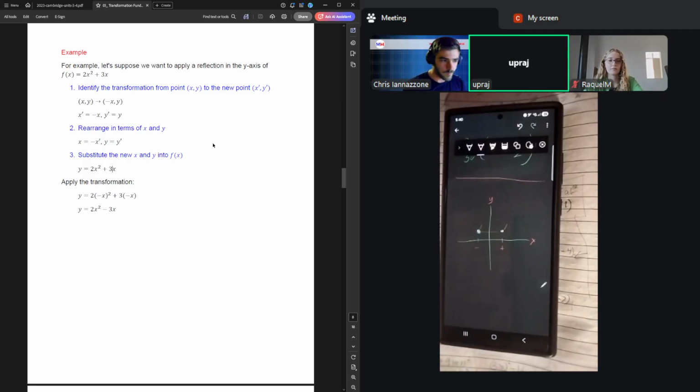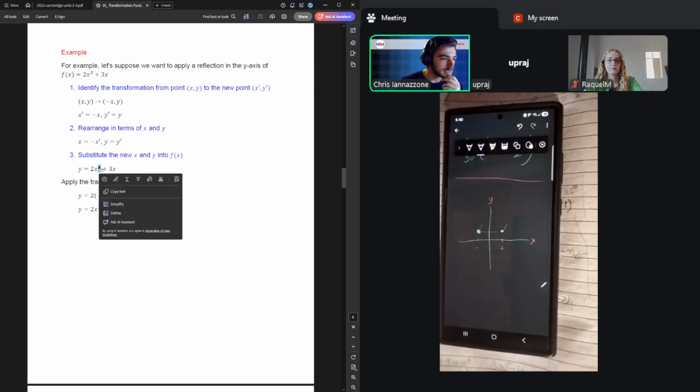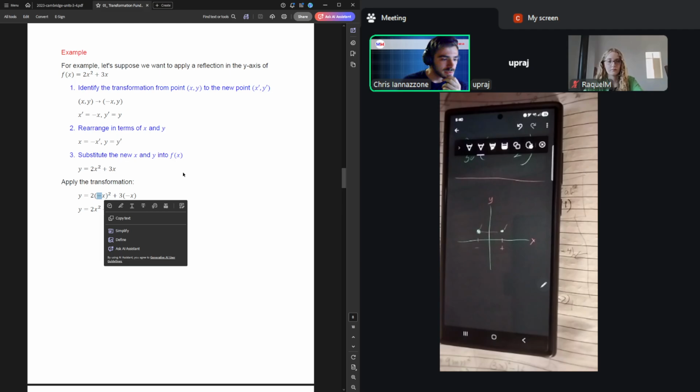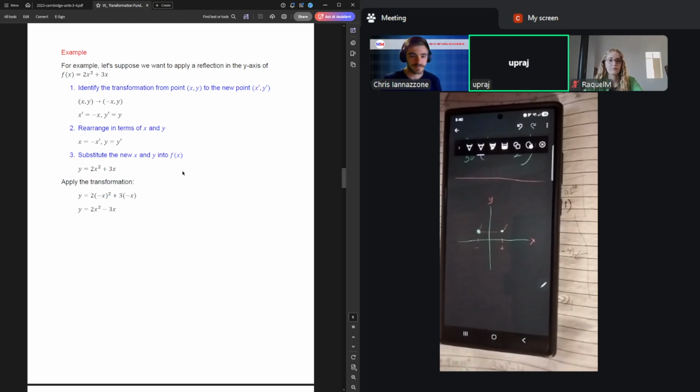Cool. And then shouldn't it be negative 2x squared minus 3x? So that's a good distinction to make. You're replacing specifically the x. So when you think about the fact that the square is only on the x, that's why the negative is only going in there. Right, yeah, my bad. Good.